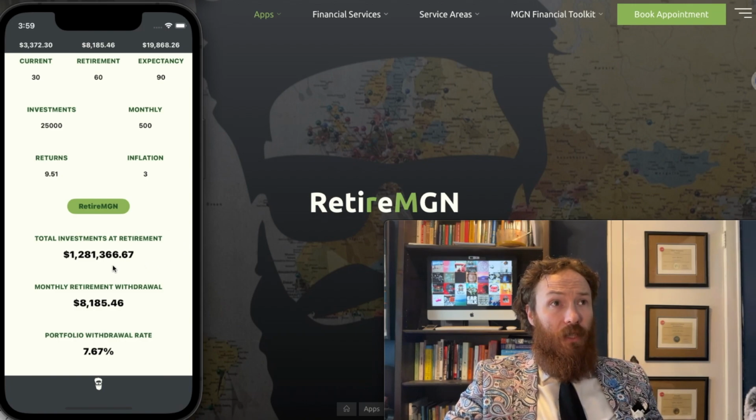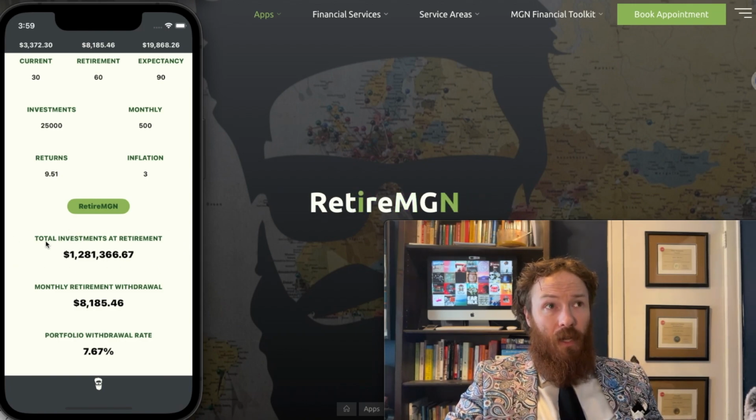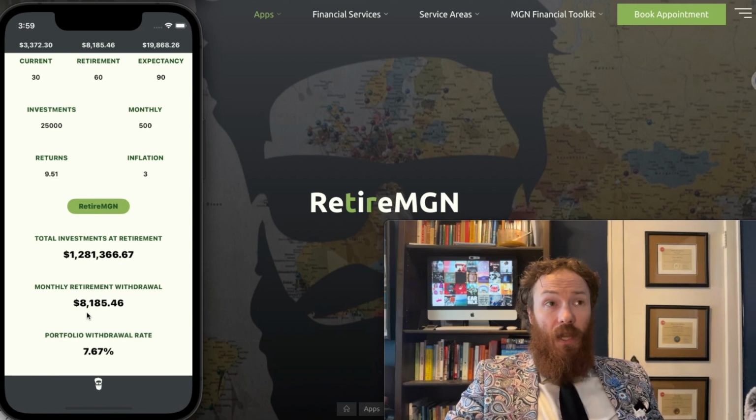Now, what the calculator is telling you is, when you're 60, you're probably going to have $1.2 million. And that's going to pay you $8,000 a month in retirement. Now, this is your before tax number. So this can help anyone in the world. I don't know what tax bill you're going to pay, but you just pay it. This is how you turn your money into a pension and spread out your taxes evenly.